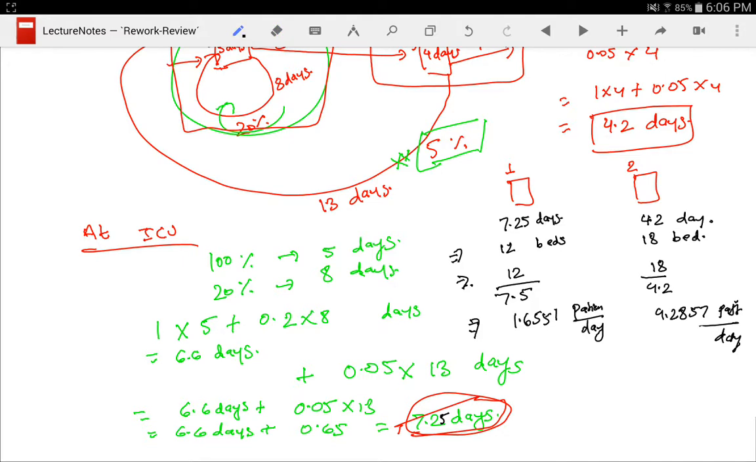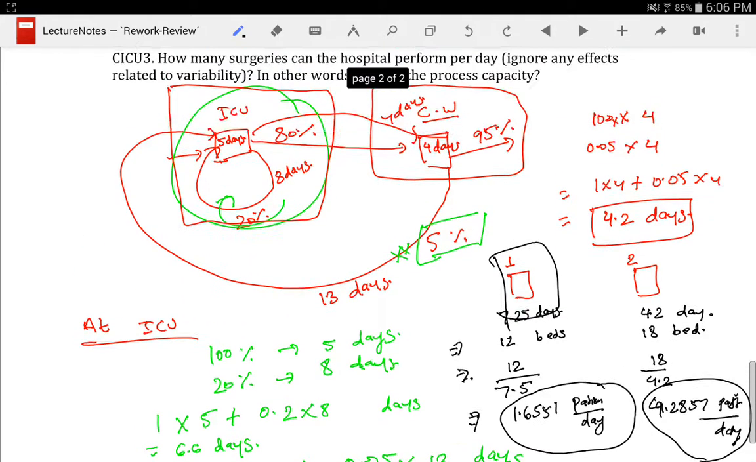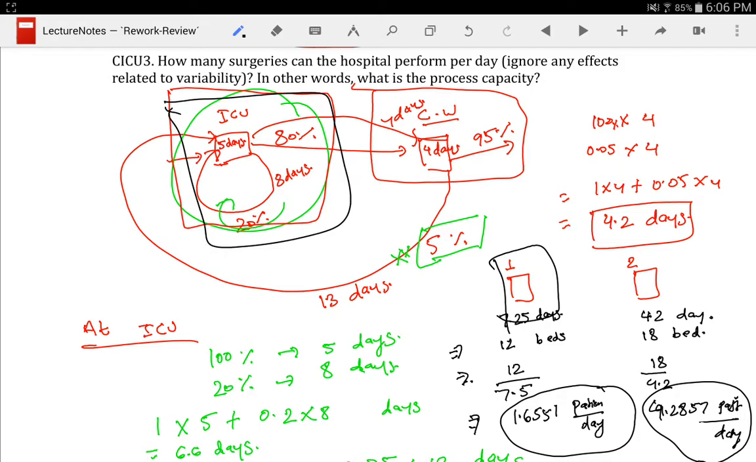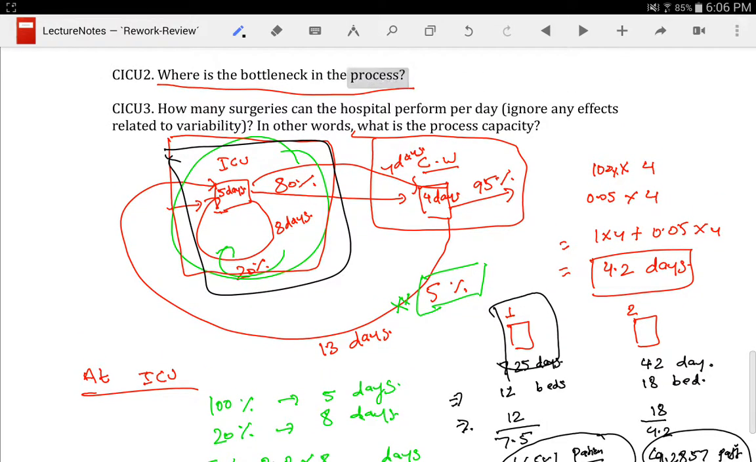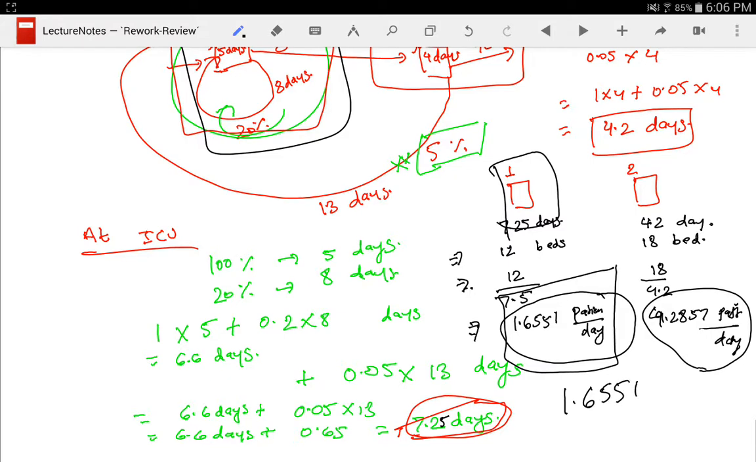That answers most of our question. Where is the bottleneck? Well, this has a capacity of 1.65 patients per day, and this has a capacity of 4.28. So the ICU must be the bottleneck. The next question asks, how many surgeries can the hospital perform per day? That is, what is the capacity of the process, if these were the only two steps? Well, this is the capacity of the bottleneck. So the hospital can perform on average 1.6551 surgeries per day.